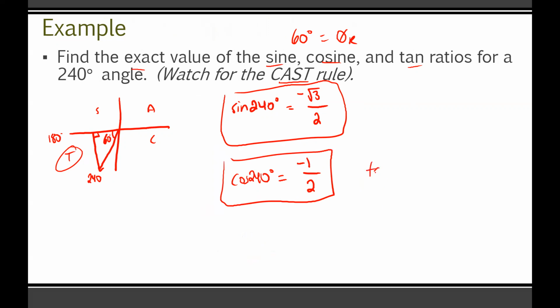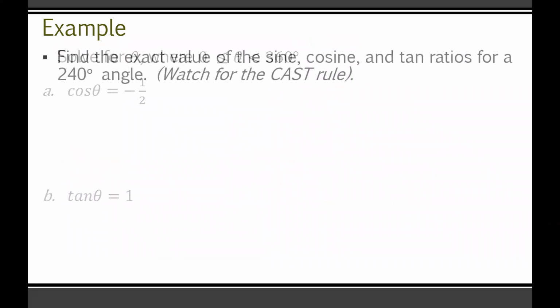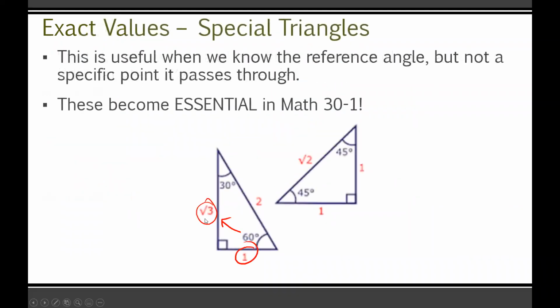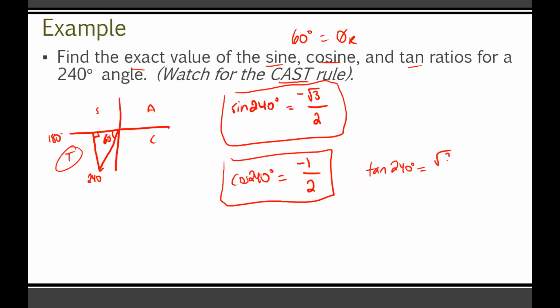Nice. Last one here, tan. Tan of 240 degrees. Remember, tan is opposite over adjacent from SOHCAHTOA. So if we go back, the opposite side is √3 and the adjacent side is 1. So we'll just say that's √3 over 1, or in other words, just √3. And we don't have to make this one negative because notice tan should be positive in this quadrant. So we'll just say tan 240 degrees is √3.